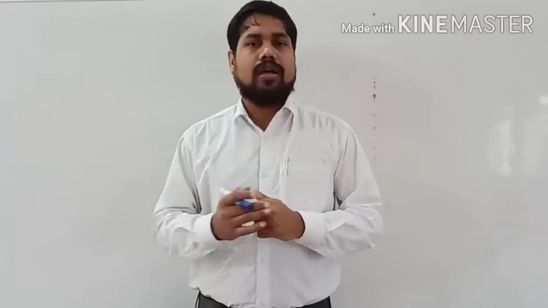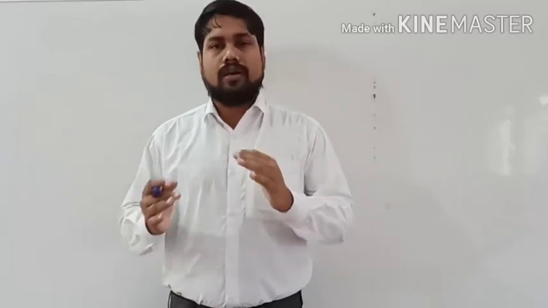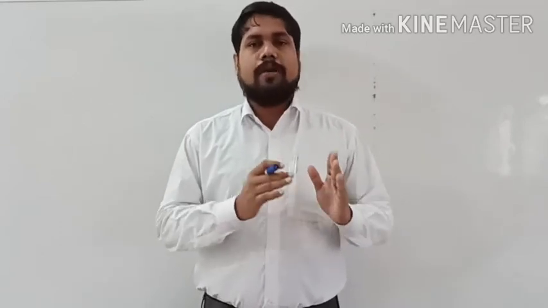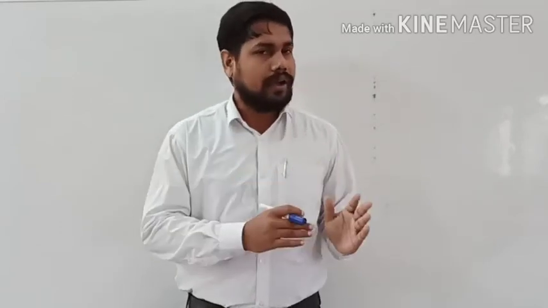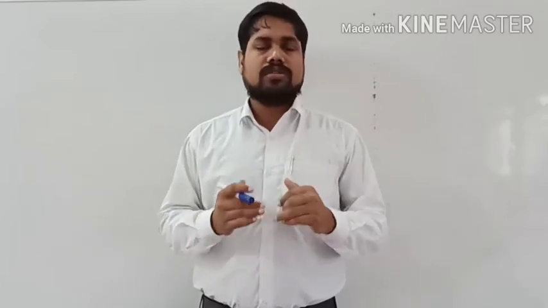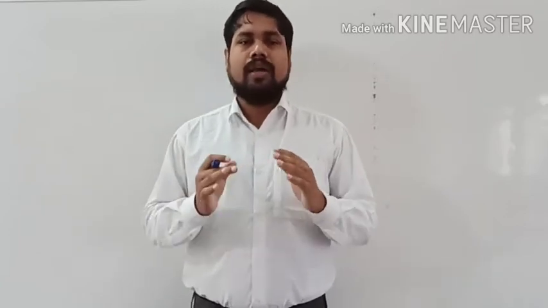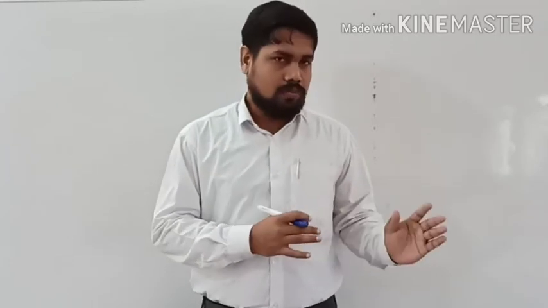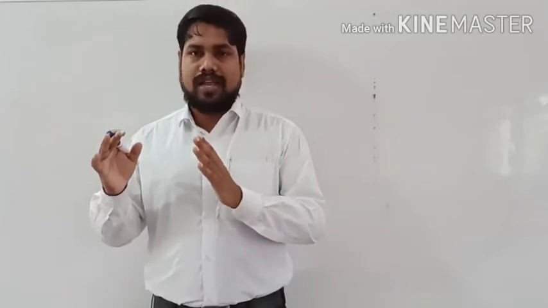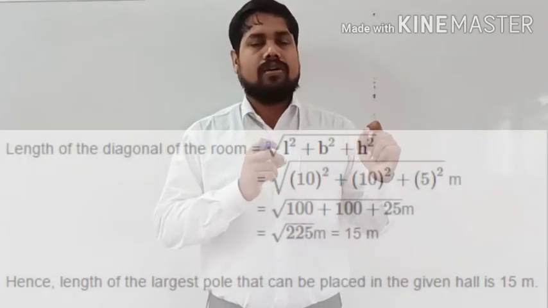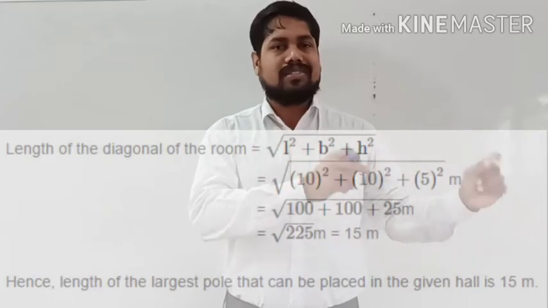So we have learned here to find out the diagonal of a room. We know the formula: root under length square plus breadth square plus height square, right? So we'll use the same formula over here. The question is asking to find the length of the diagonal of the room. So the length of the diagonal of the room is equal to square root under L square plus B square plus H square.